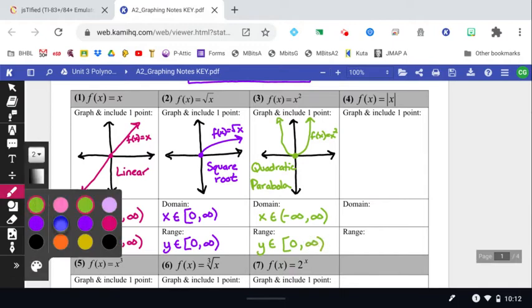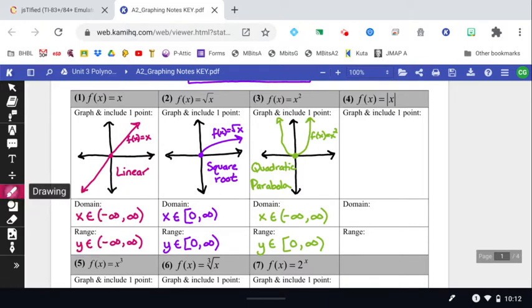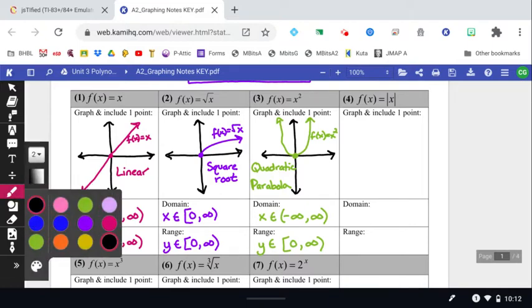All right, my fourth graph to know is my absolute value graph. And if you remember from algebra, my absolute value graph does have a point at 0, 0. And this is actually two functions in one. So it looks like a V, my absolute value function.